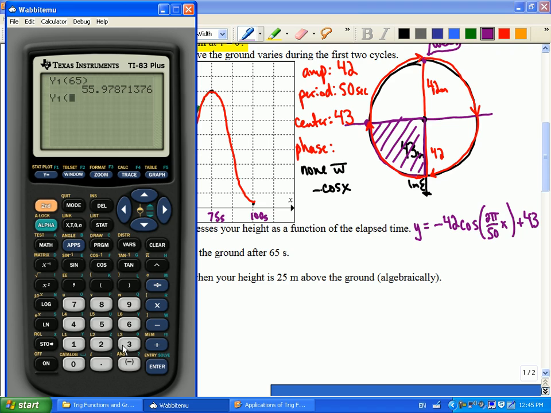Anyone have a favorite number? No favorites or lucky numbers? Nothing? All right, 71 it is.